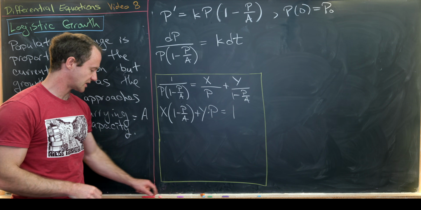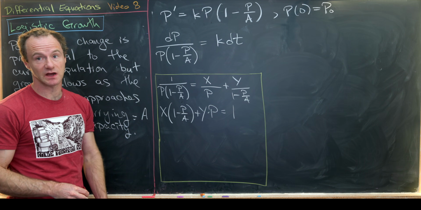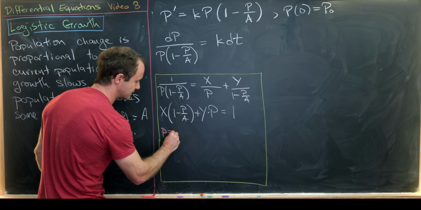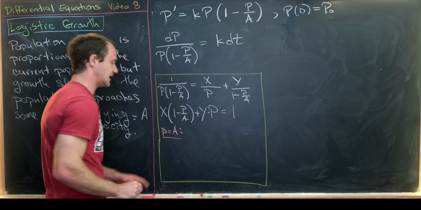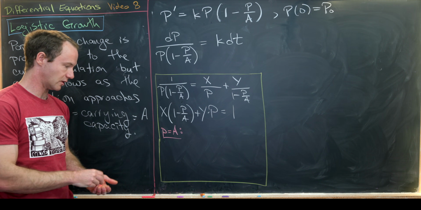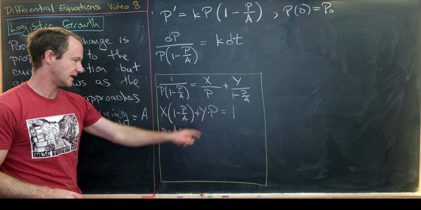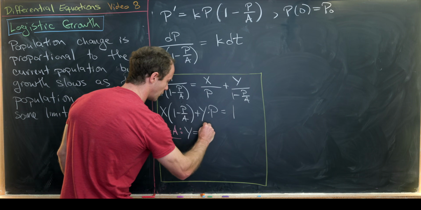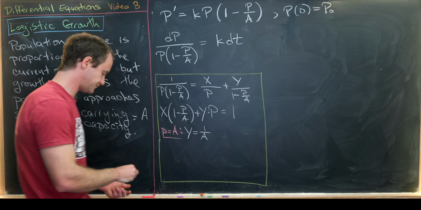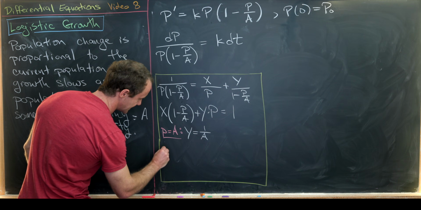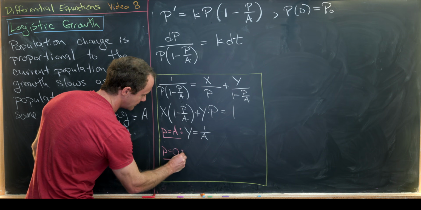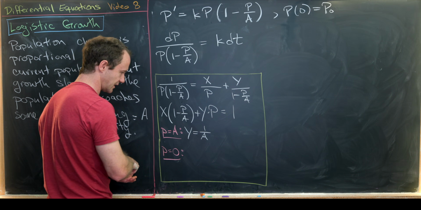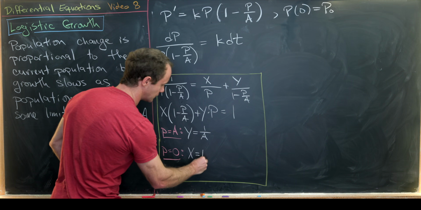And now I'll use the trick of evaluating this at different values of P. So let's first evaluate this at P equals A. So notice evaluating at P equals A cancels this term out, we have 1 minus 1. Then evaluating it over here, we'll get Y times A equals 1. So in other words, Y equals 1 over A. Next, we'll evaluate this at P equals 0. So that'll have the effect of canceling this out. Then we'll have X times 1 equals 1. So in other words, X equals 1.